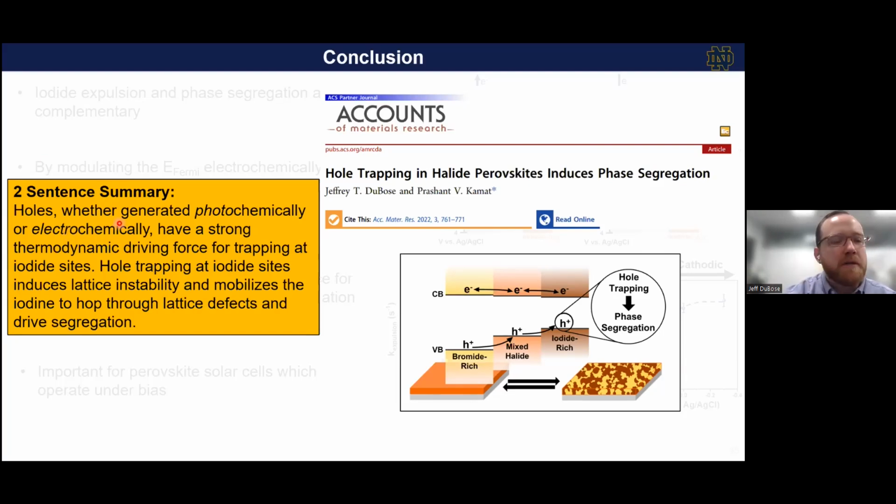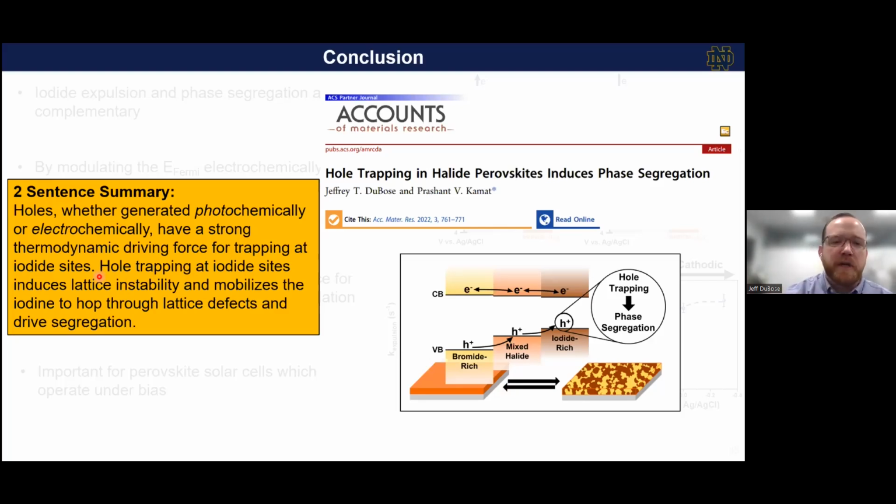But the summary of those holes is that they have a very strong thermodynamic driving force for trapping at the iodide sites. The holes are going to move to the most easily oxidizable halide ion in the system. That's going to be iodide in these cases. And you trap the holes very quickly because of the strong thermodynamic driving force, right? At these iodide sites, this induces a free iodide that's able to hop through the lattice.